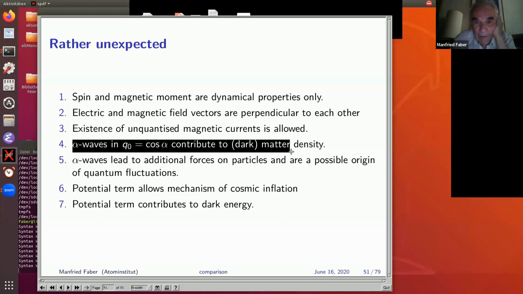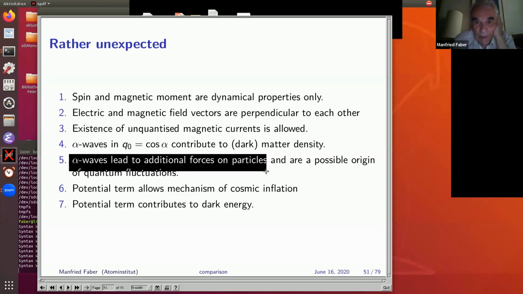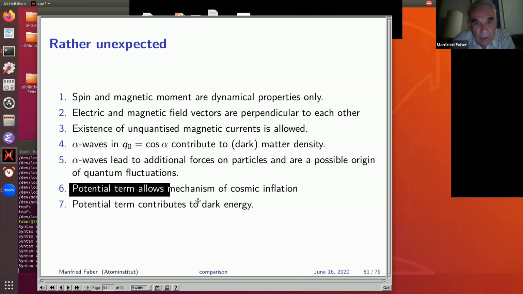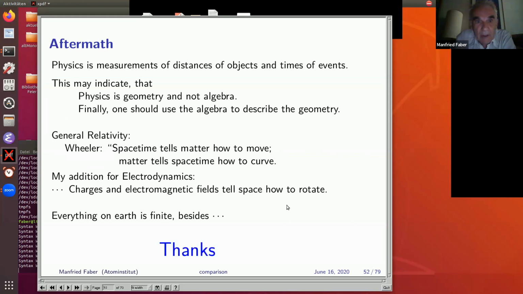There are alpha waves which I can't attribute to dark matter contributions. They may lead to additional forces on particles and could lead to quantum fluctuations. If such alpha waves hit on some soliton, it could shift its place, and this could correspond to the quantum fluctuation in the path. I told you the potential term is a mechanism for cosmic inflation, and the potential term a contribution to dark energy.